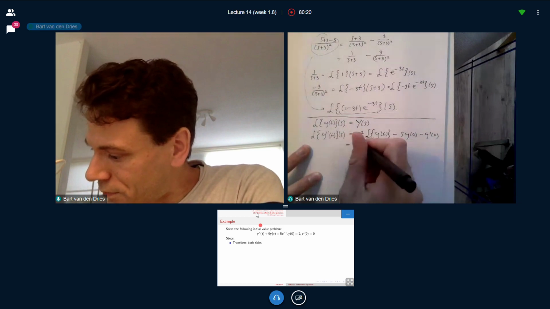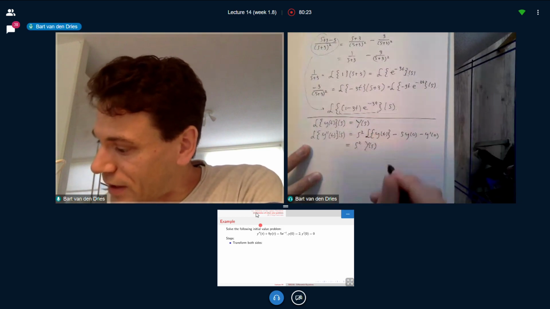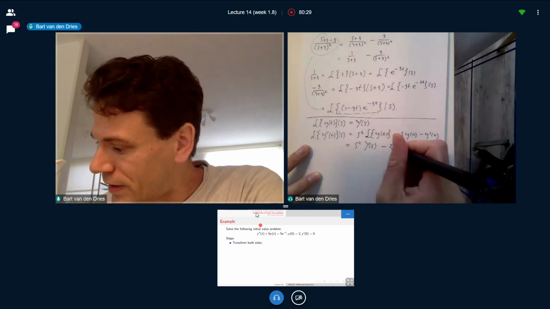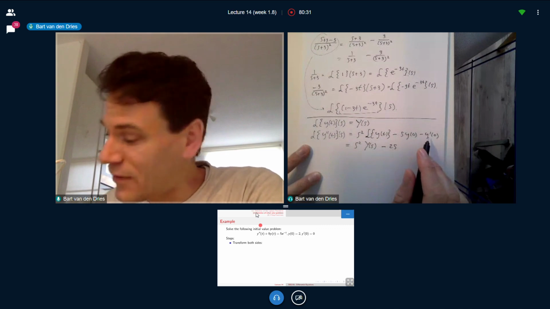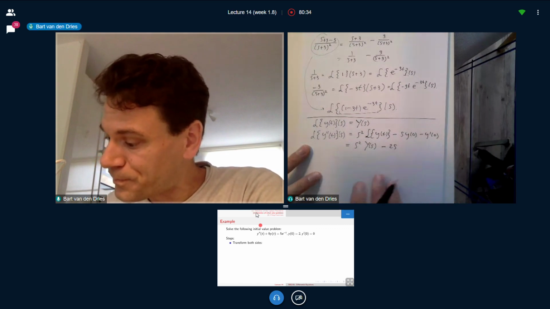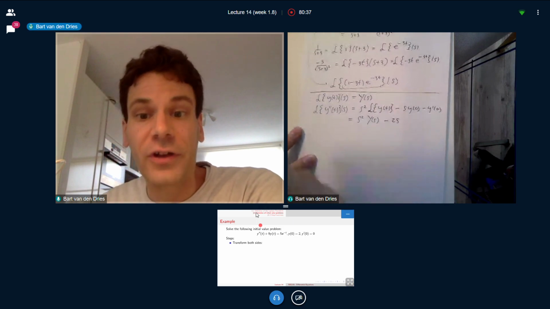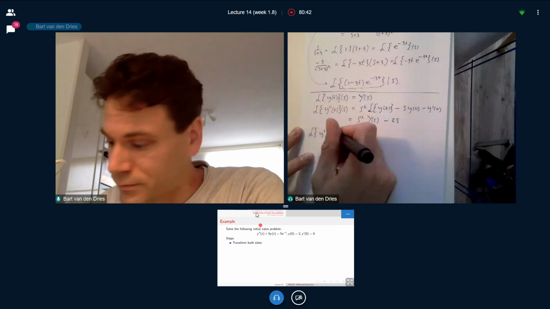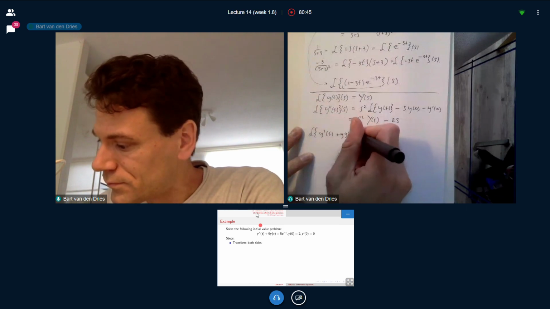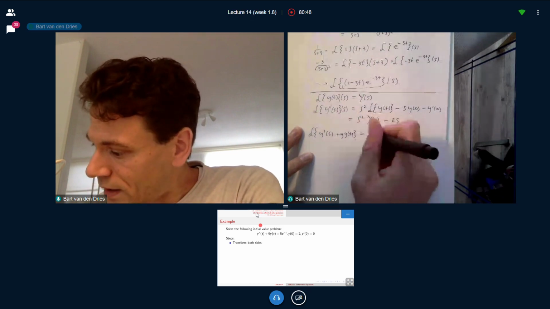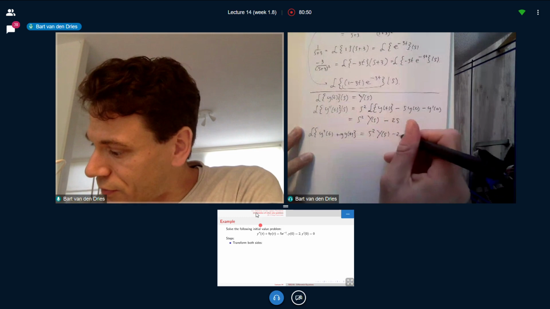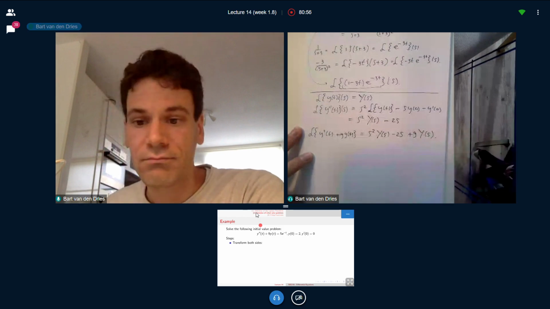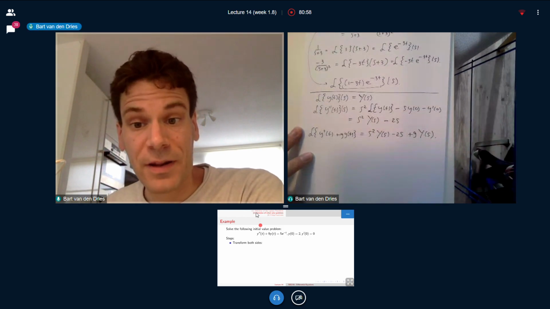So I can just write this as s squared times capital Y of s. y at 0 is given, it's 2, minus 2s. y prime at 0 is given, it's 0. So we get this. So the Laplace transform of the left-hand side is simply s squared capital Y of s minus 2s plus 9 times capital Y of s. All right. That's the Laplace transform of the left-hand side.